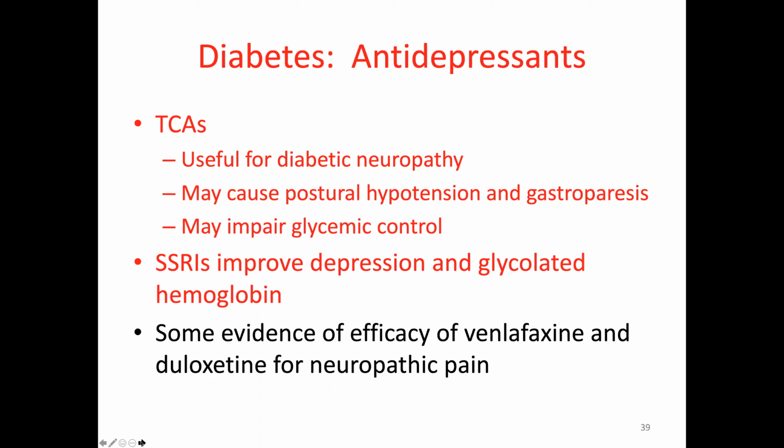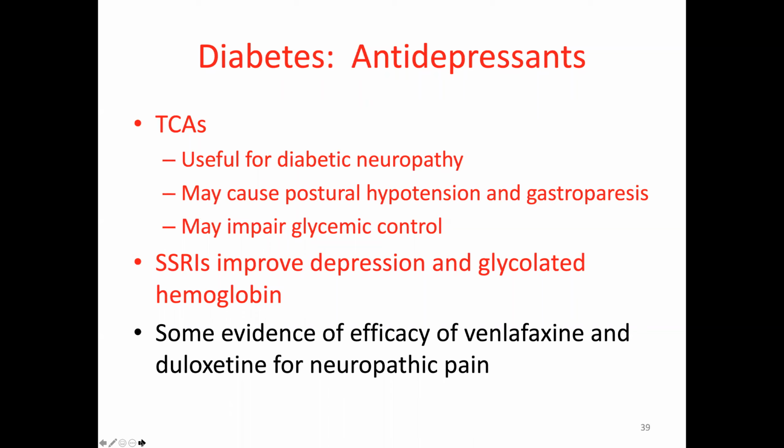Gastroparesis is basically altered movement of things through the stomach. It can produce a lot of indigestion and acid, and can impair normal functioning and glucose control. The tricyclics can actually make it worse, and we also see that tricyclics may interfere with glycemic control. So although the tricyclics seem to be important for diabetic neuropathy, they come with a lot of disadvantages.